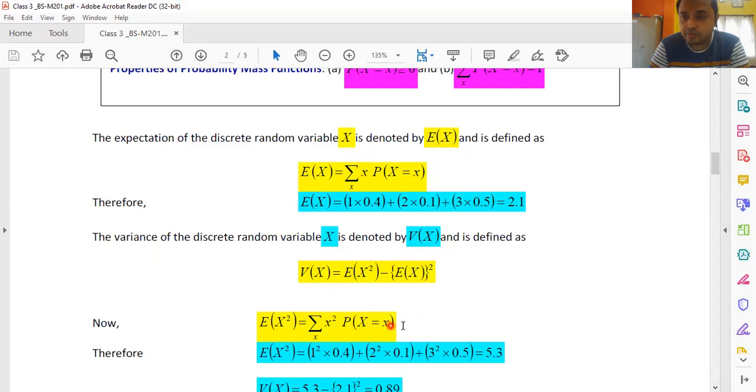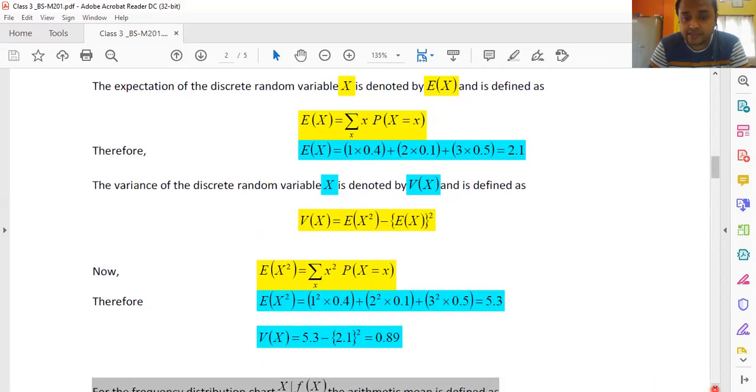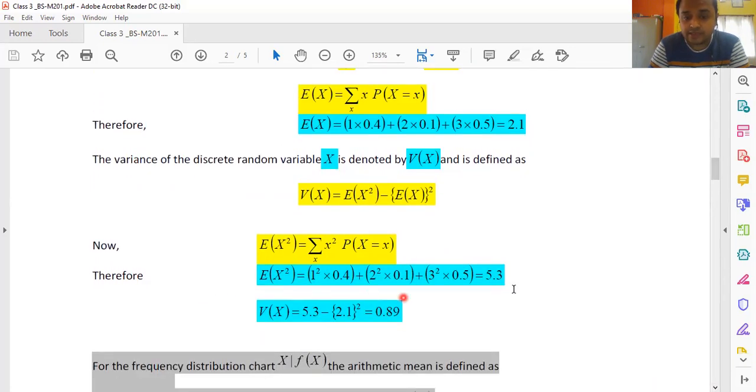Here probabilities will be multiplied by the value squared. So x squared will be multiplied by the probability, and we'll take the sum. Thus we have got E[X squared] as 1 squared into 0.4 plus 2 squared into 0.1 plus 3 squared into 0.5, which is 5.3. Now, this is the value of E[X squared].